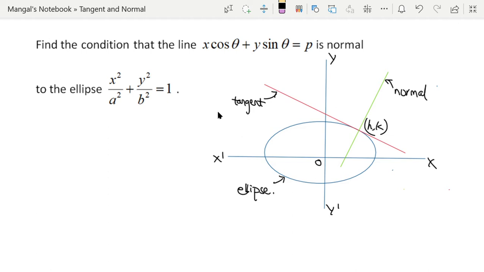So there's one ellipse, and there's a tangent at point h, k on the ellipse, and at the same point there is a normal. I have drawn the normal with the green line and the tangent with the red line. Now let the given line and ellipse be denoted by equations 1 and 2.